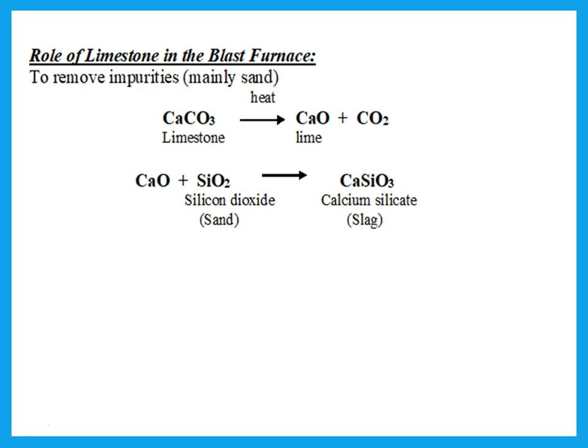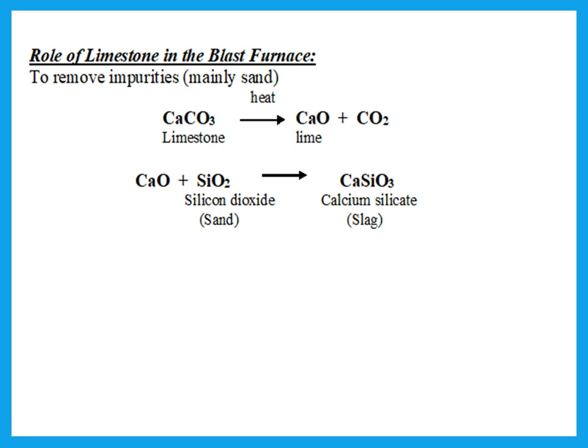What is the role of the limestone? Why did we add limestone? Because limestone, which is calcium carbonate, in the heat of the furnace breaks down to give calcium oxide plus carbon dioxide. So remember, this is an example of thermal decomposition. Do you know what's thermal decomposition? When a compound is broken down by heat. So the limestone is broken down by heat to form calcium oxide, which is a base.